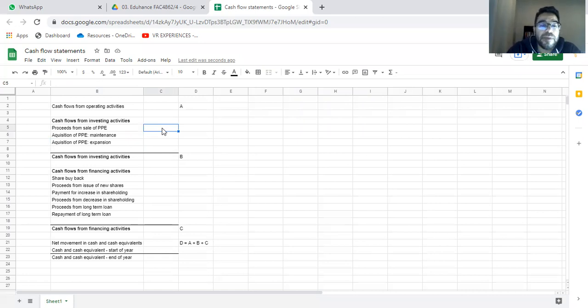Now, what happens over here? Here is the big difference when it comes to groups. Okay, so this is going to be a cash flow statement on a group level. You're not going to get the company level cash flow statement. You're going to get a cash flow statement from a group perspective.